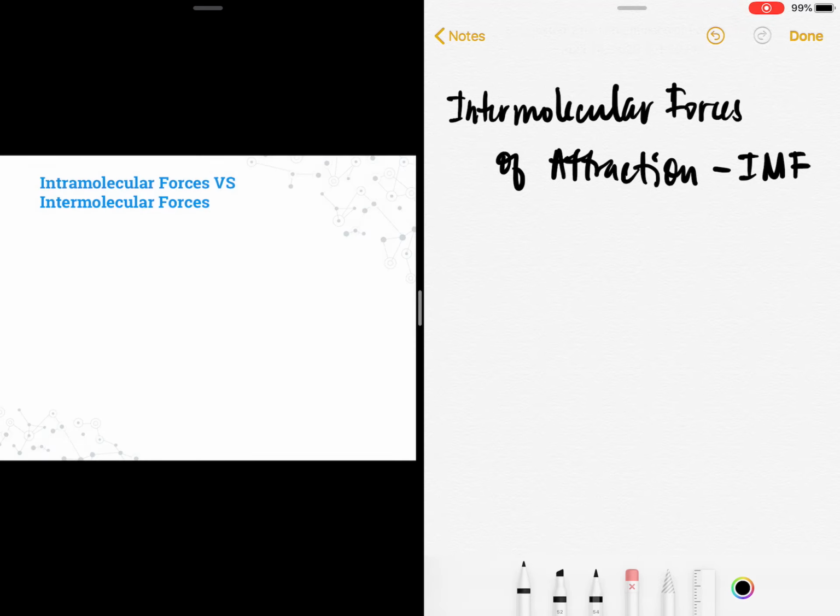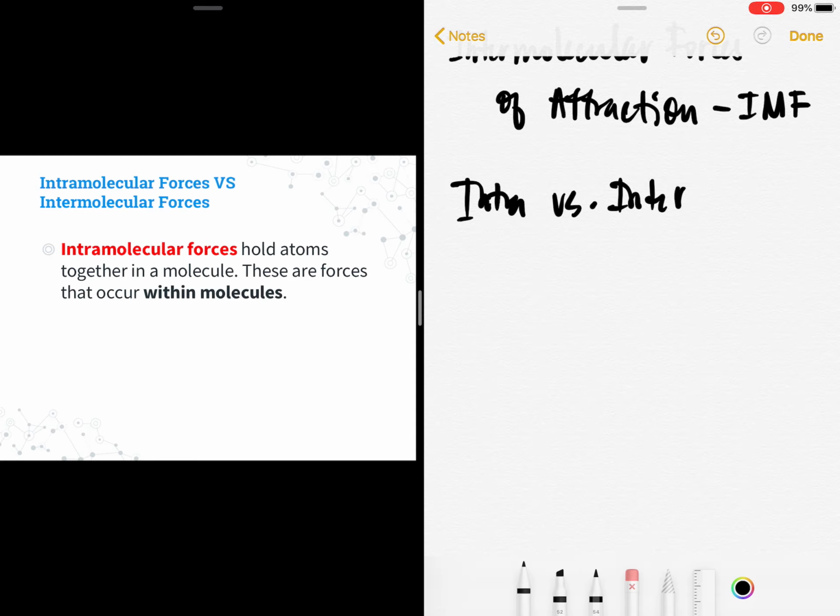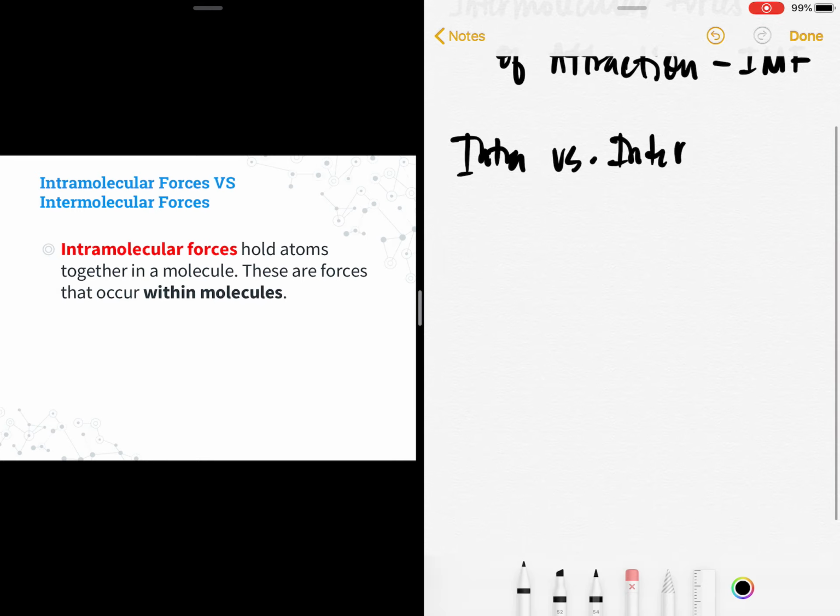So what is the difference between your intra and your intermolecular forces? Intra versus inter. What's the difference? Your intramolecular forces hold atoms together in a molecule. These are forces that occur within the molecules. Say for example, we have water. This is the structure of your water.